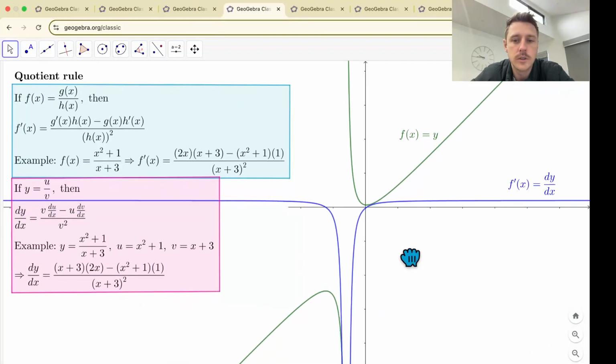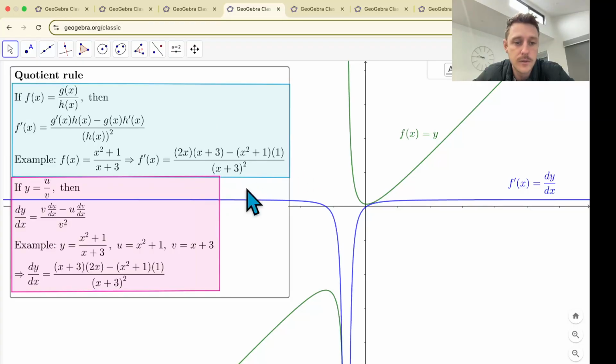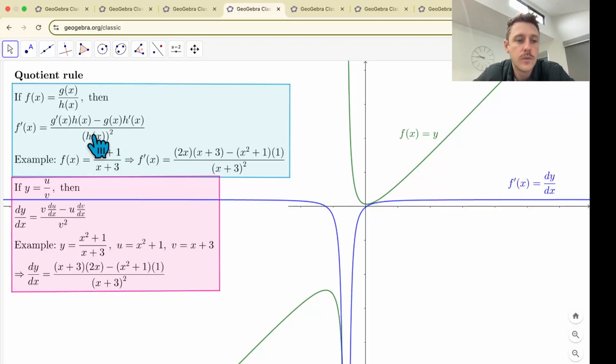The quotient rule is when you have two functions divided by one another. So for example, you have g of x divided by h of x. And what it says is, in order to find the derivative of f of x, you do this. You take g dash of x multiplied by h of x minus g of x times h dash of x, divided by h of x squared. Okay, and here's just an example.